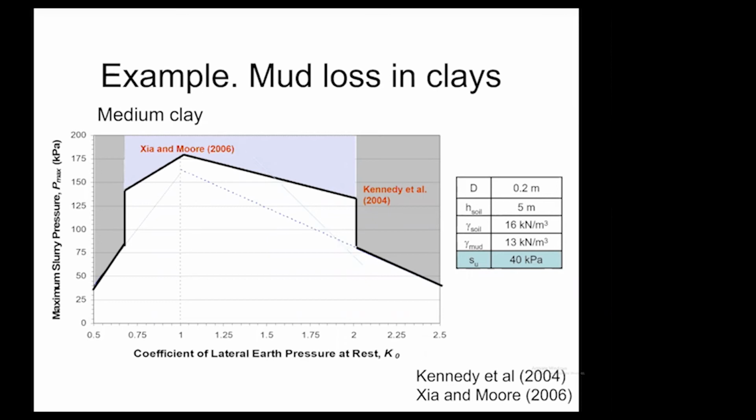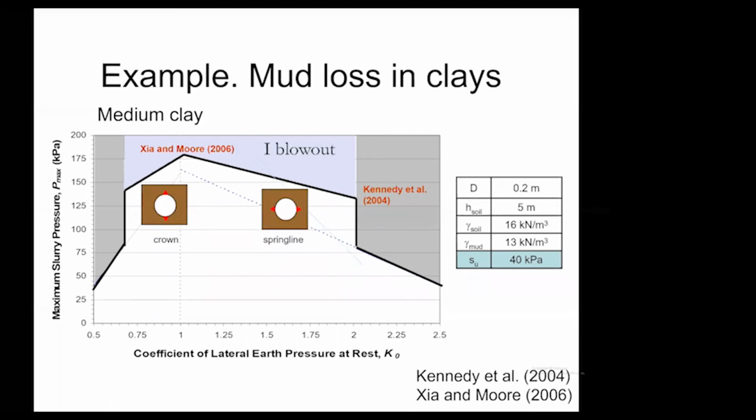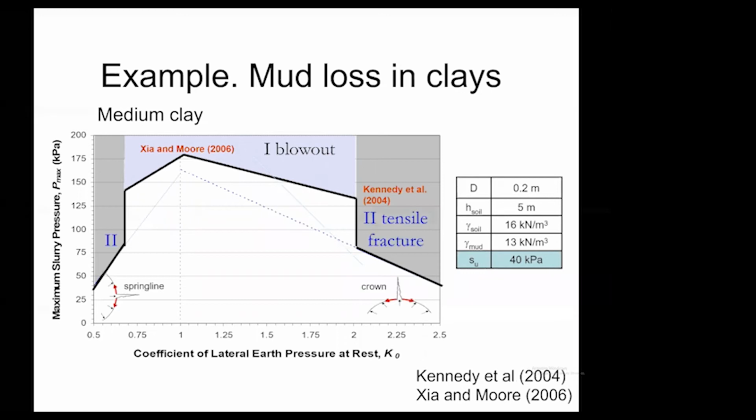And this is a set of calculations for one particular set of geometry and mud and soil properties as shown on the right. In that central section, we're getting blowout. We're getting unconfined shear failure of the surrounding soil, and then flow of the mud up to the ground surface. And we can get either failure at the crown and flow from the crown, which is the top of the borehole, or we can get failure and flow of material from the spring line, that's the sides of the borehole.